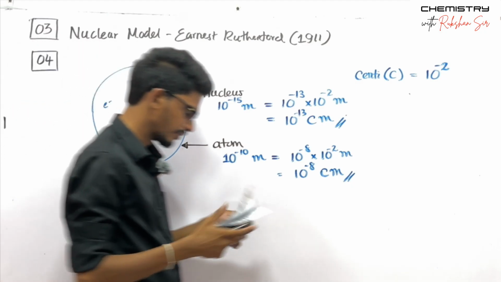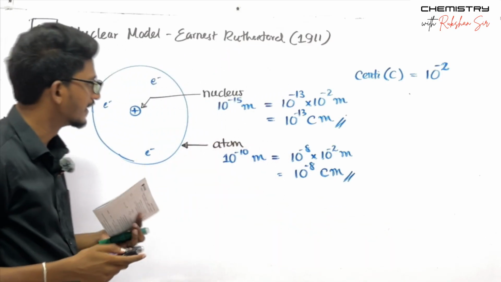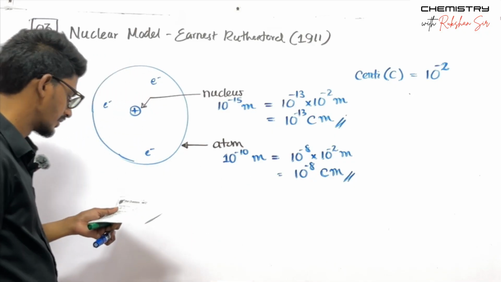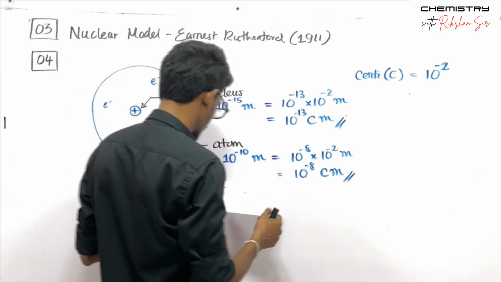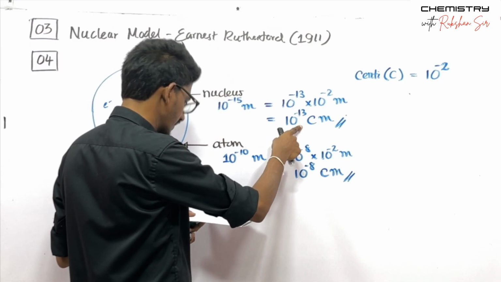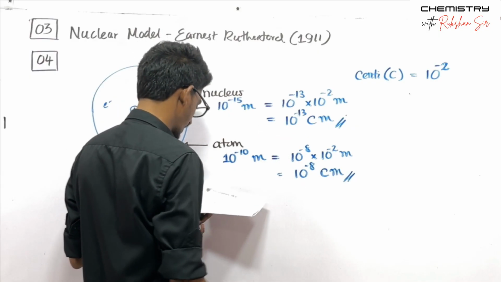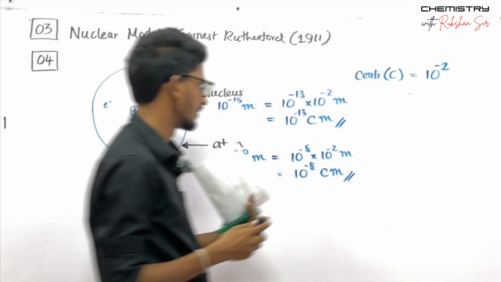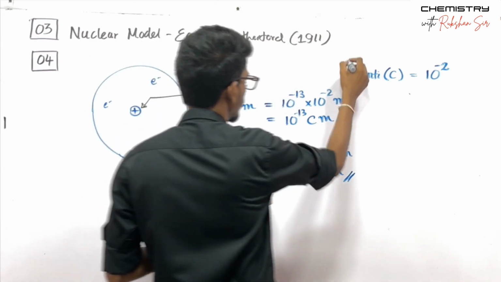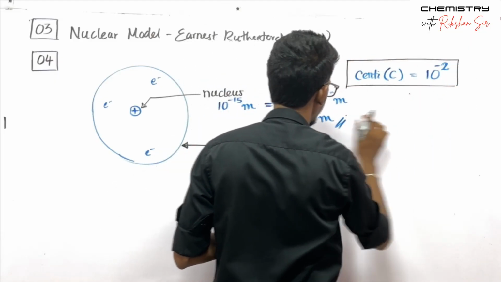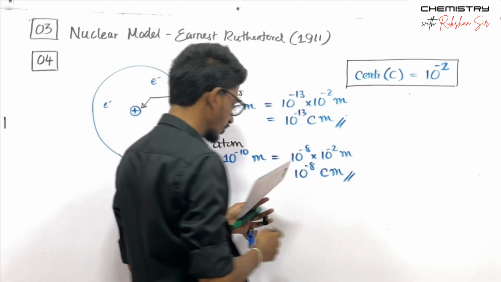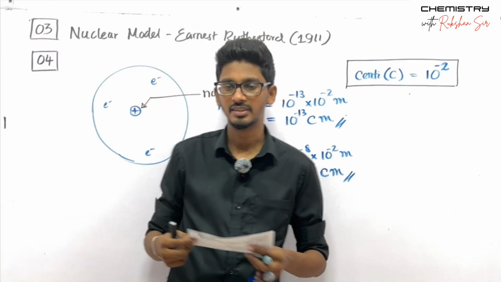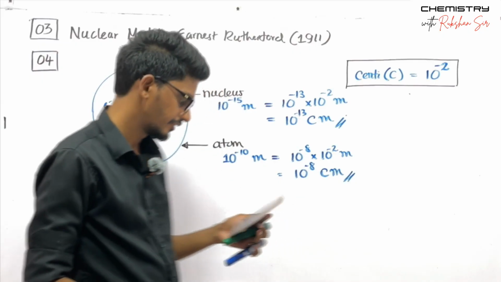The radius of an atom is in the order of 10 to the power minus 8 centimeters. So the nucleus is 10 to the power minus 13 centimeters, right? So the nearest answer is 10 to the minus 12. Out of those answers given, we have to consider the value. So the most acceptable answer is answer number 4 for question number 4.